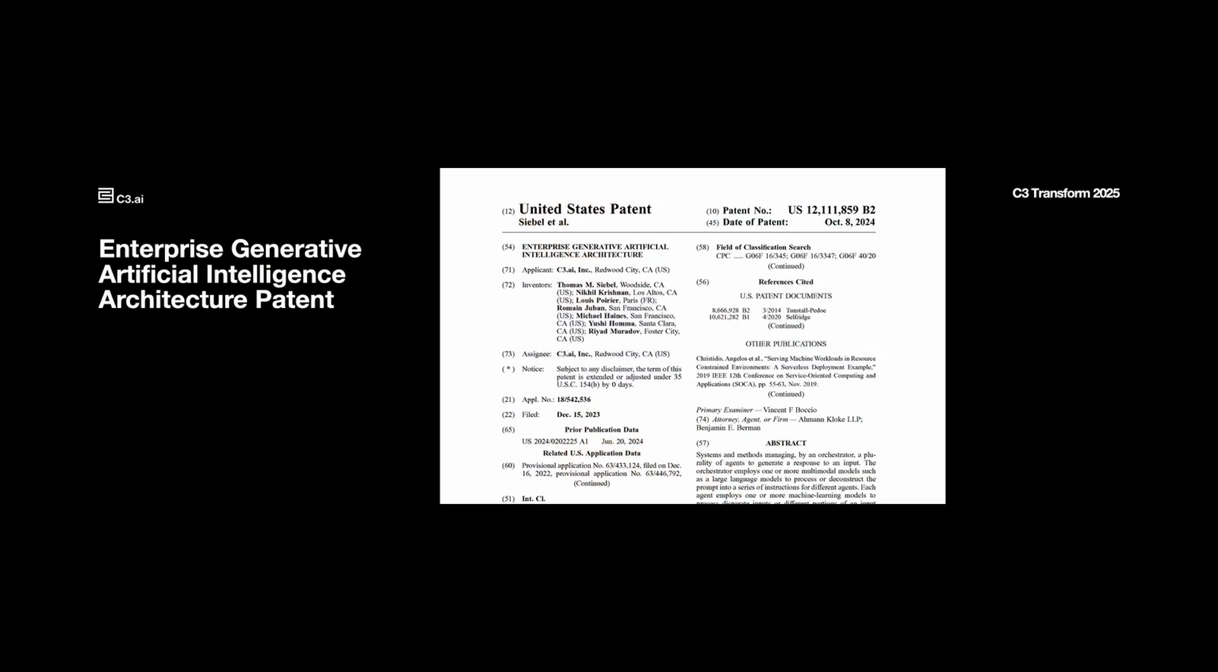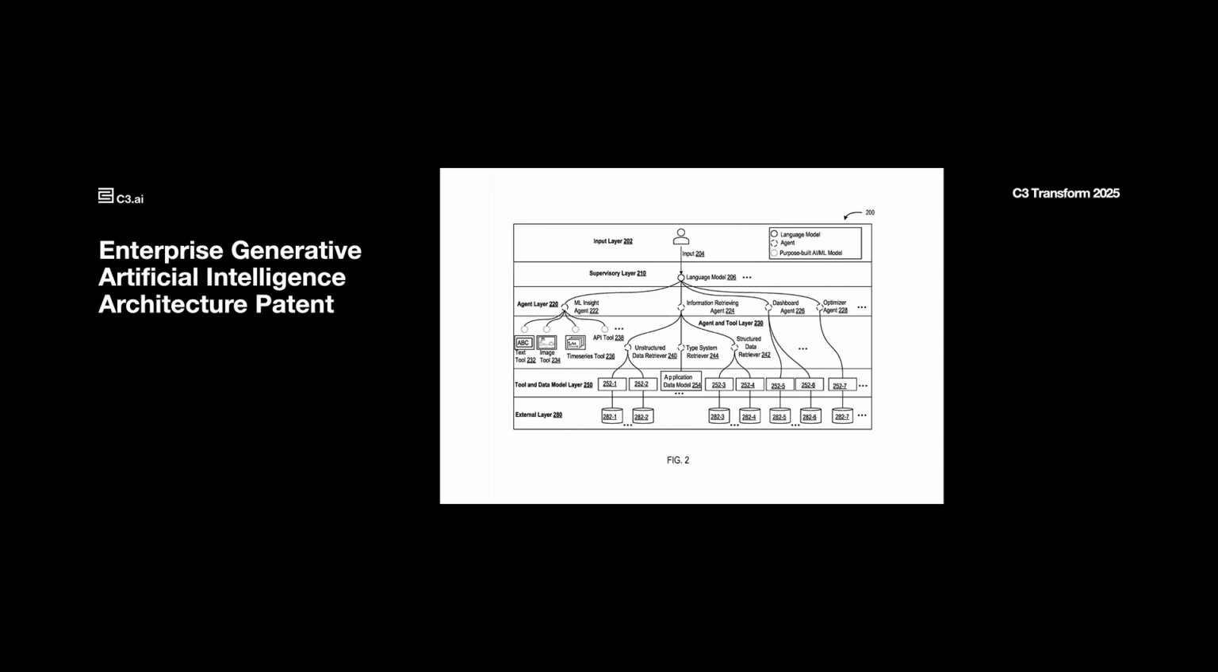And so we filed a patent on this agentic orchestration. We built a lot of technology here, a lot of capability here that's uniquely differentiated. And this patent, we filed it in 2023, before anyone was talking about AI agents. And this was actually granted in 2024. So in October 2024, we have this patent, and the same diagram that I just showed you is in our patent filing.